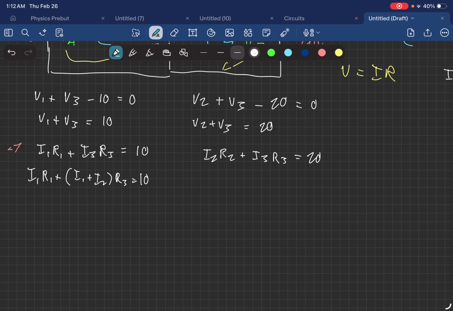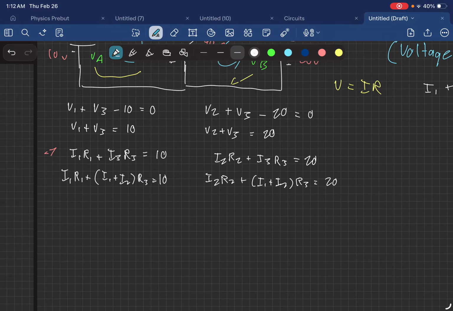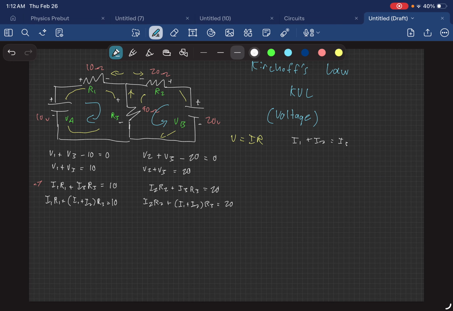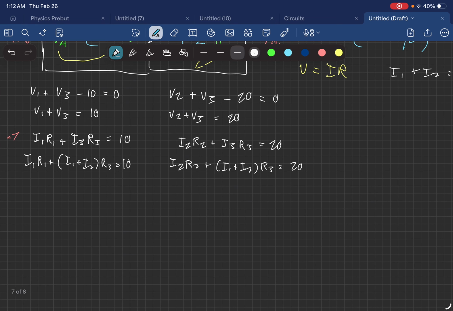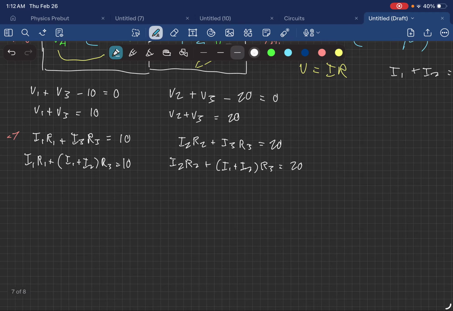Yeah, and then the other side, I2 R2 plus I1 plus I2 and R3 is equal to 20. Then from here, we're going to substitute, we're going to distribute R3.